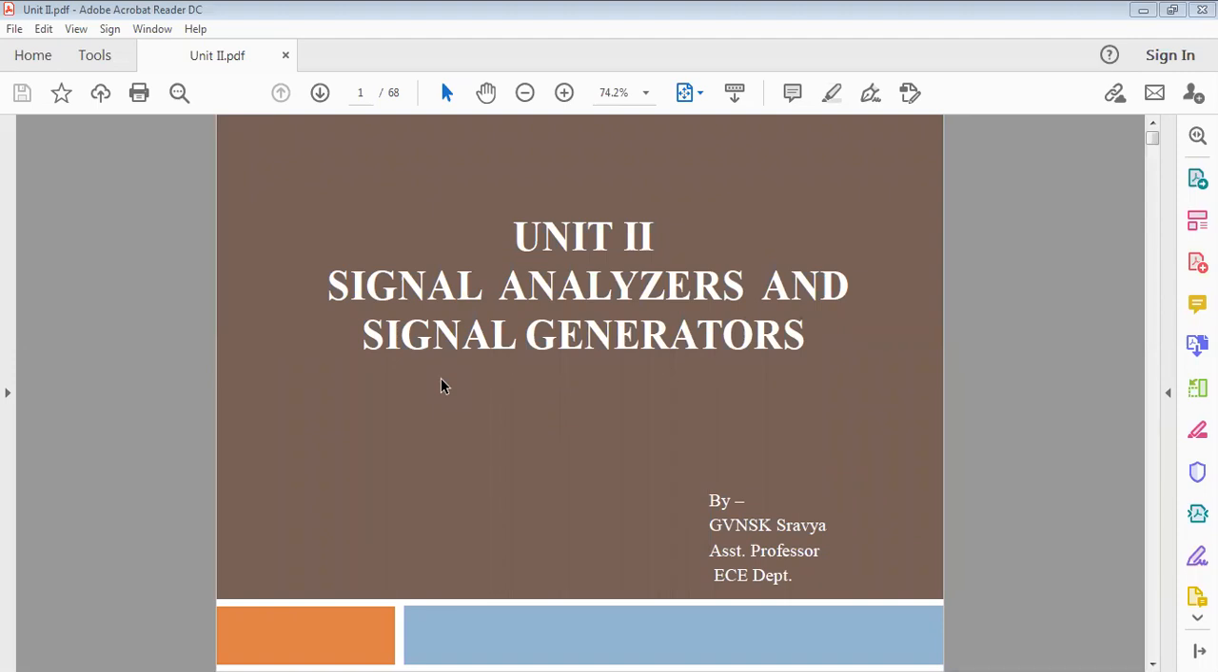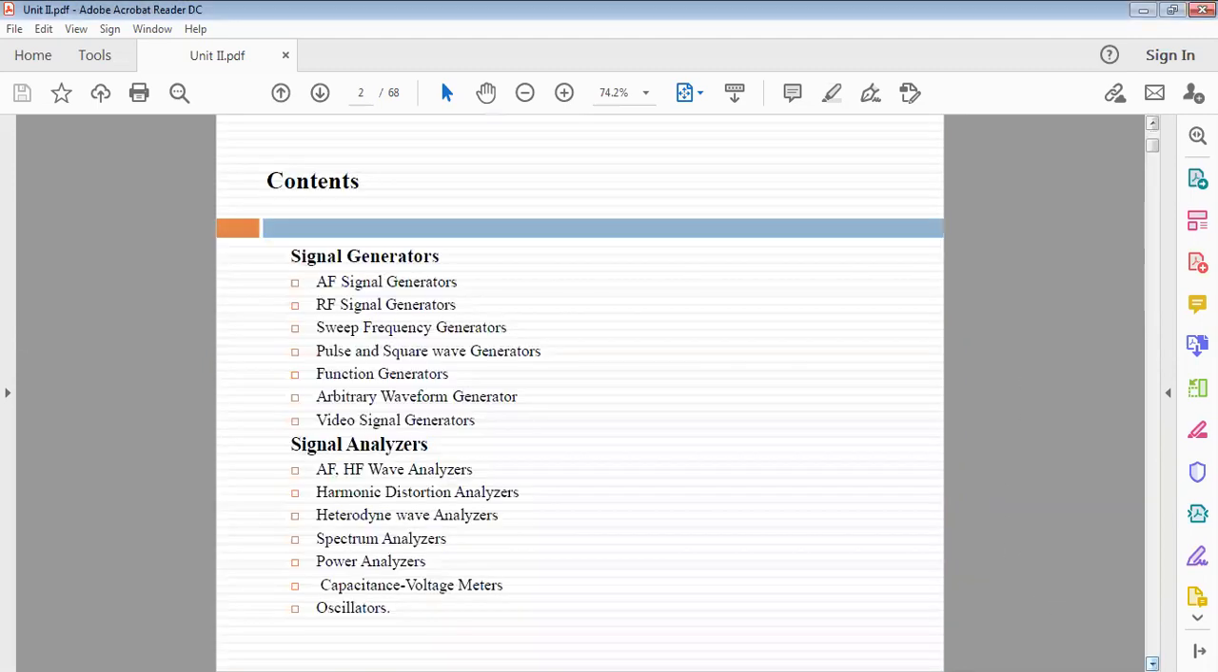In this session, we'll be discussing signal analyzers and signal generators, Unit 2. These are the contents which we'll be discussing in this Unit 2. We have two parts in this Unit 2: signal generators and signal analyzers.